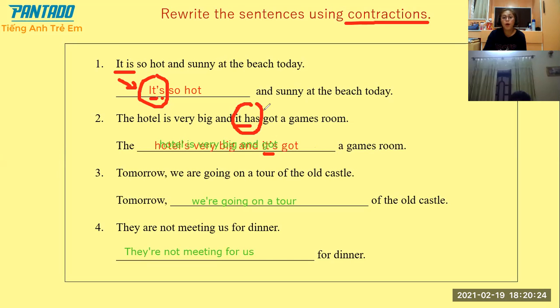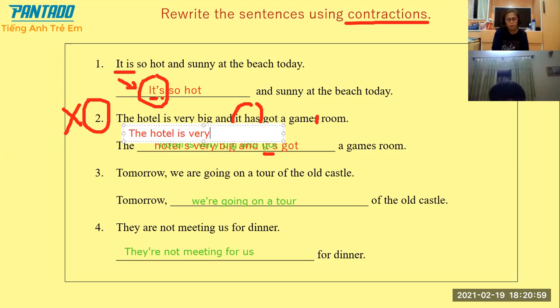This is actually wrong. Sentence number two is wrong. The hotel is very big and it got a game room. It is not games, it got a games room. So we will not include this one. Teacher will correct this. I need to correct sentence number two. The hotel is very big and it got a game room. Okay, like this.